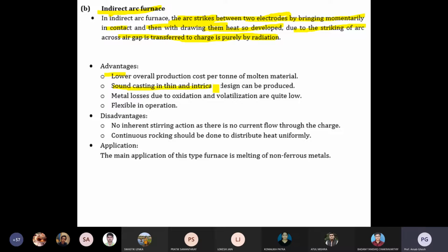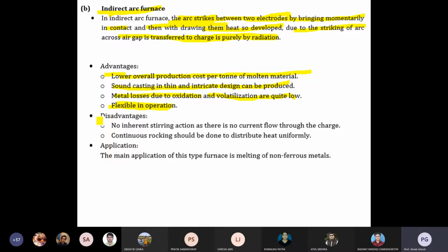Sound casting in thin sections and intricate designs can be produced. Metal losses due to oxidation and volatilization will be quite low, and it is flexible in operation. So these are all the advantages.